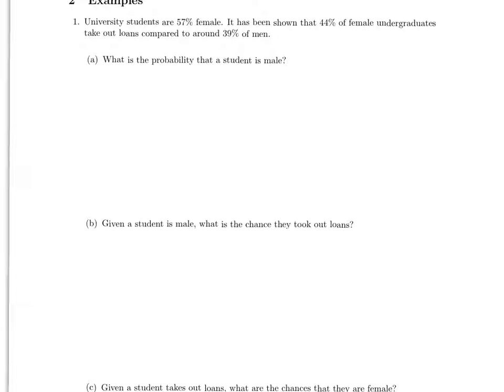And we can see from above that if I want the probability a student is male, well, I know 57% are female, right? So I'll just take 1 minus the probability someone's female. And that'll be 1 minus 0.57, or 0.43. 43% of university students look like they're male.